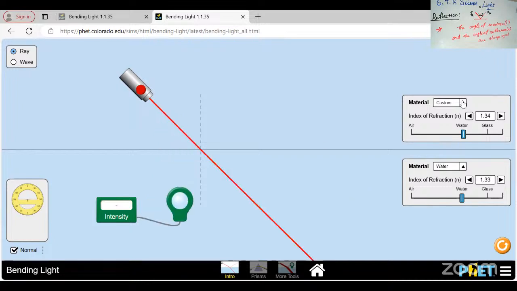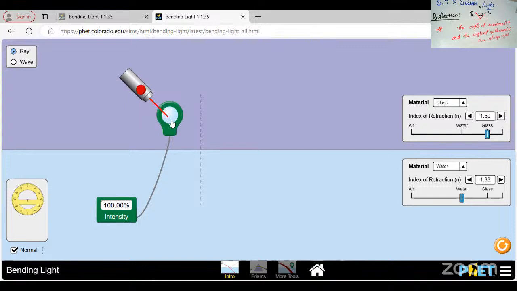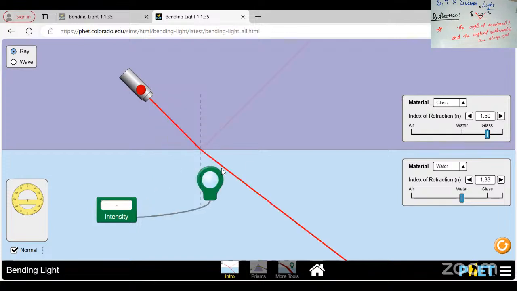Next, I choose glass. The above part is glass and the below part is water. The incident ray intensity has no changes, always 100%. The below water medium shows 98.16%, and the above glass shows 1.84%.